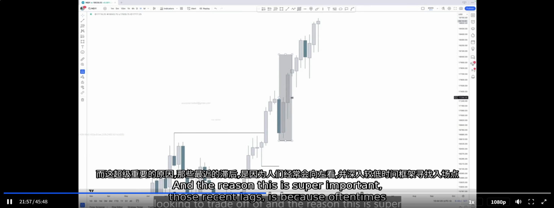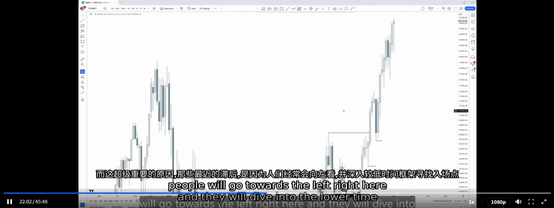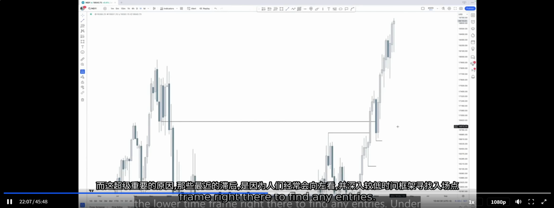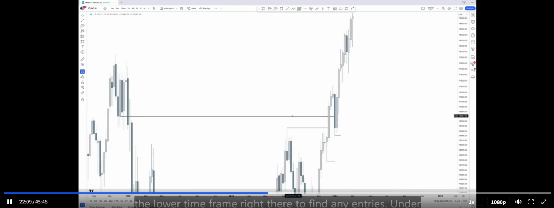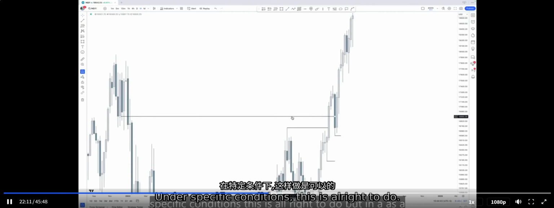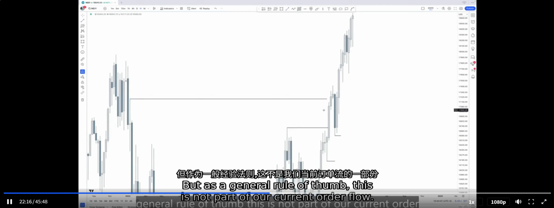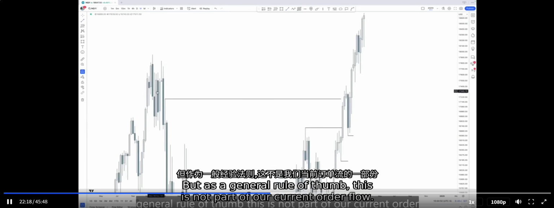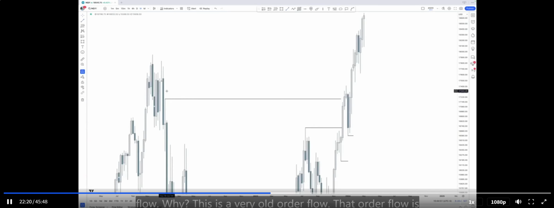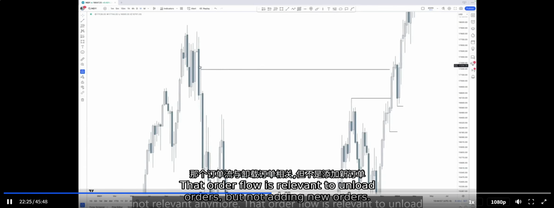And the reason this is super important, those recent lags, is because oftentimes people will go towards the left right here and they will dive into the lower time frame right there to find any entries. Under specific conditions, this is all right to do. But as a general rule of thumb, this is not part of our current order flow. Why? This is a very old order flow. That order flow is not relevant anymore. That order flow is relevant to unload orders, but not adding new orders.